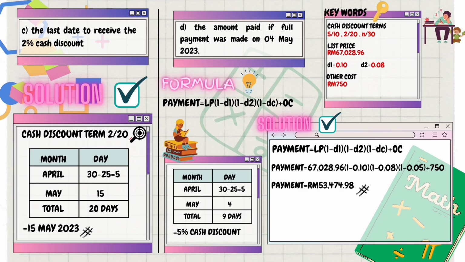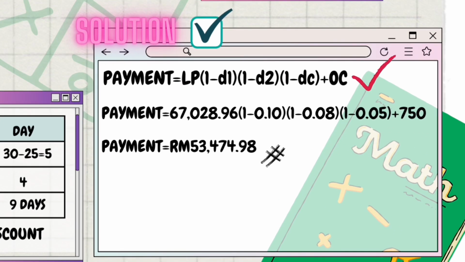The solution is we need to use the formula: payment equals LP times (1 minus D1), another bracket (1 minus D2), and the last bracket (1 minus DC), plus OC. OC is other cost. So after we get the answer, the final answer is 5,347 ringgit and 98 cents.